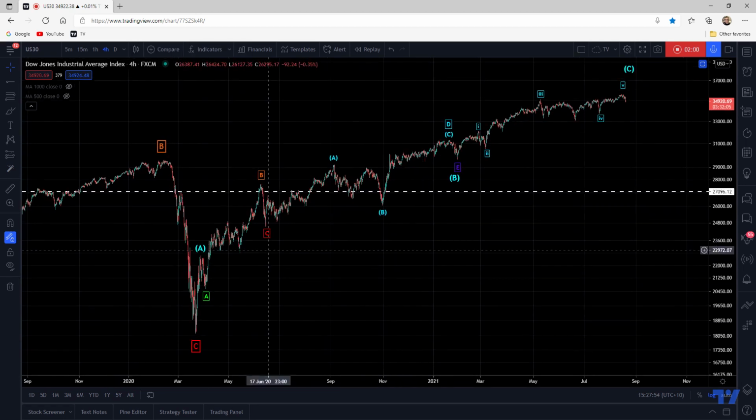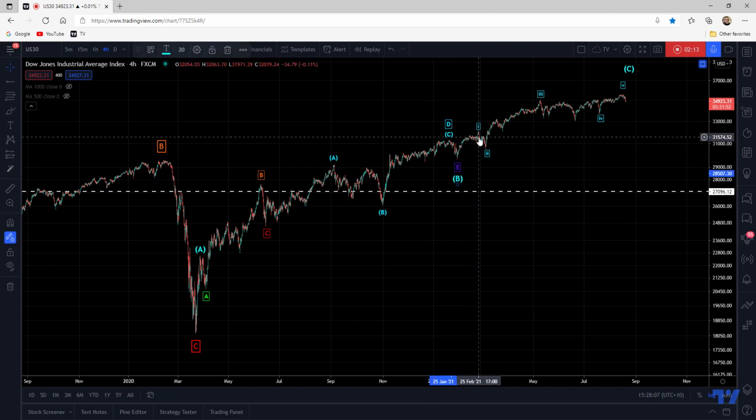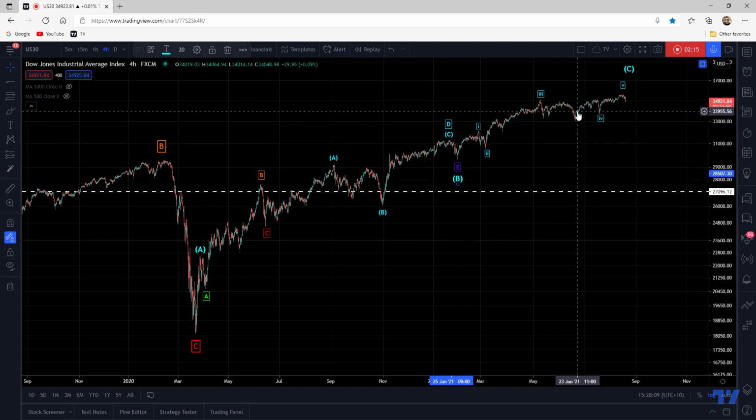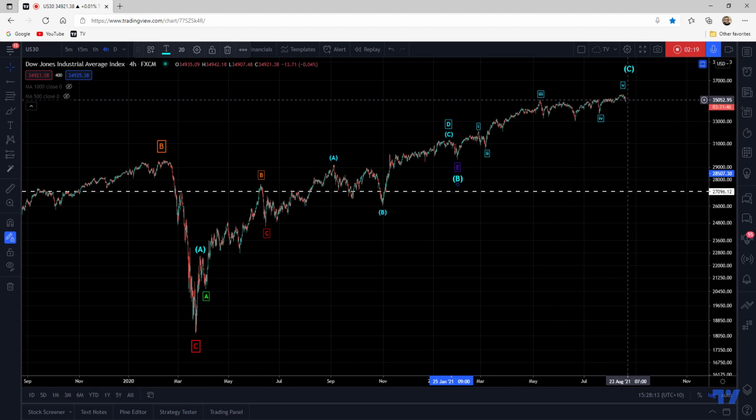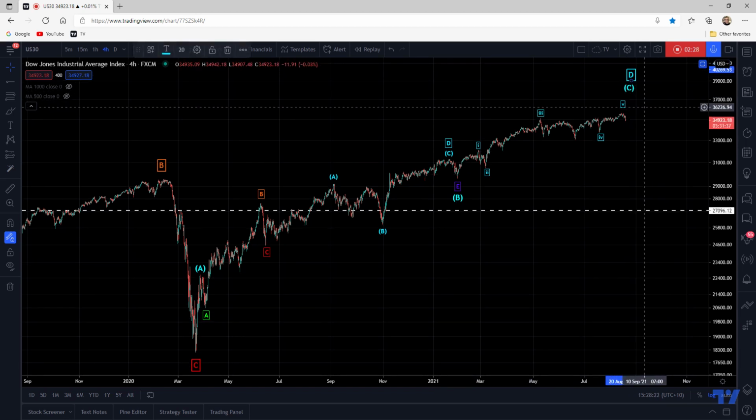Now, if you look at this, we have our first A in brackets, and then you had an A, B, C, D, E. Now, this E was fairly small, so initially I had my doubts about it. But once I had a look at what came later, this thing looks like a complete 5-wave move.